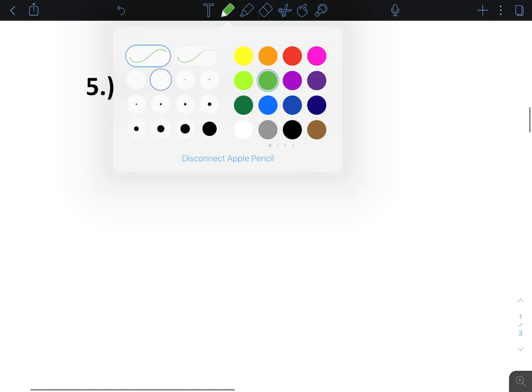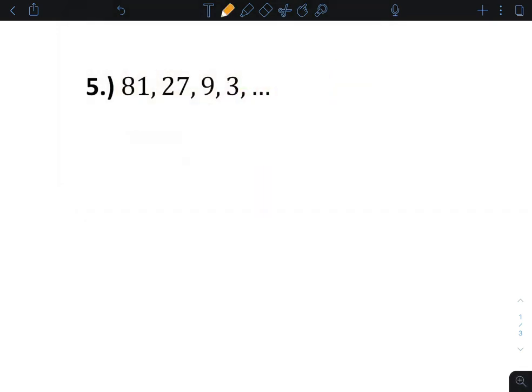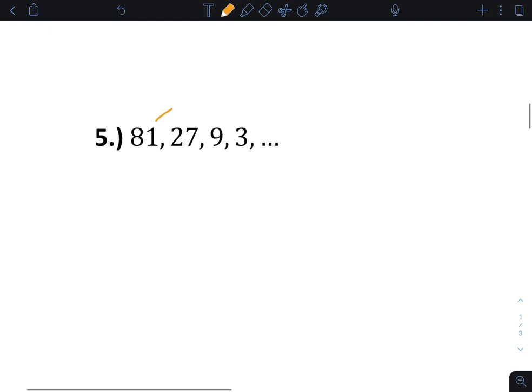Cool, here, number 5. We'll do the same thing. 81 to 27. Looks like we're not multiplying a whole number. It looks like we're actually dividing by 3. And the same thing here, 27 to 9, we're dividing by 3. And then 9 to 3, we're dividing by 3.